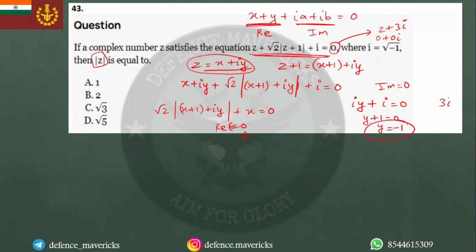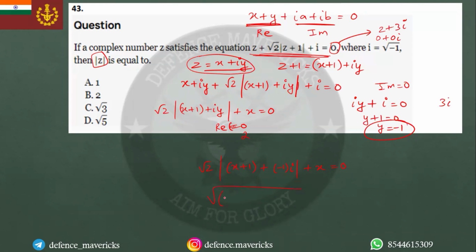So the value of y is directly given now. Now you can just put it over here and find out x. So root 2 times mod of (x plus 1 plus minus 1i) plus x is equal to 0. This is what you will have. Now, what can you do in this? You can take minus x on that side and divide by root 2. What will be the value of this?